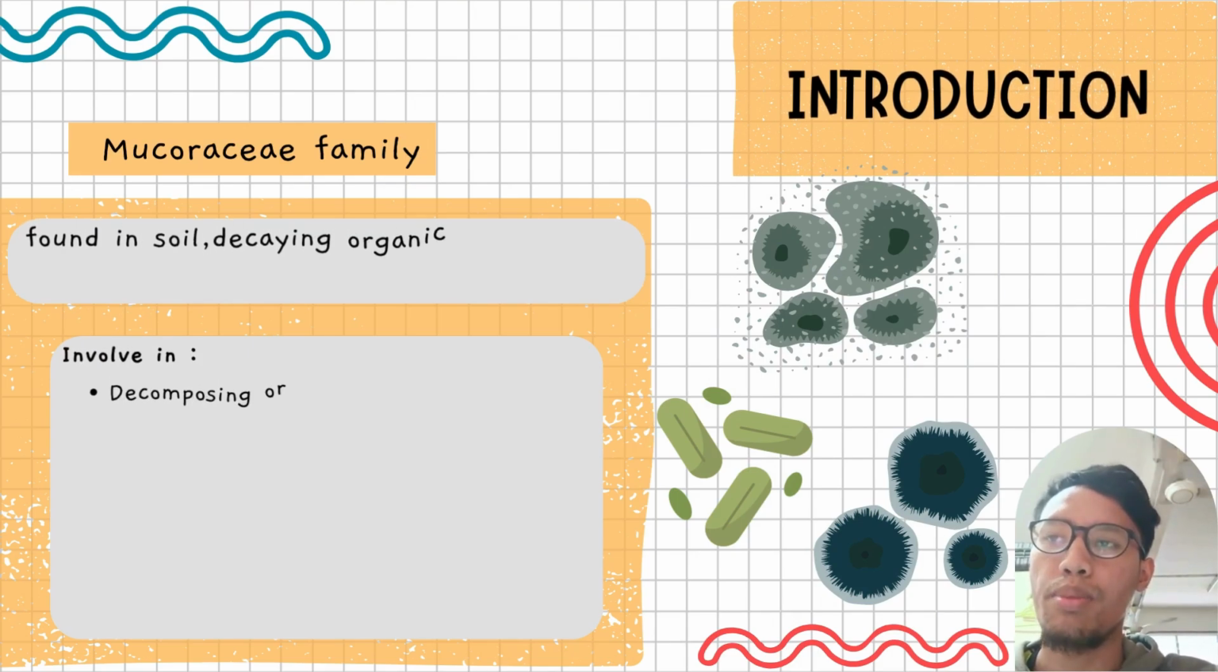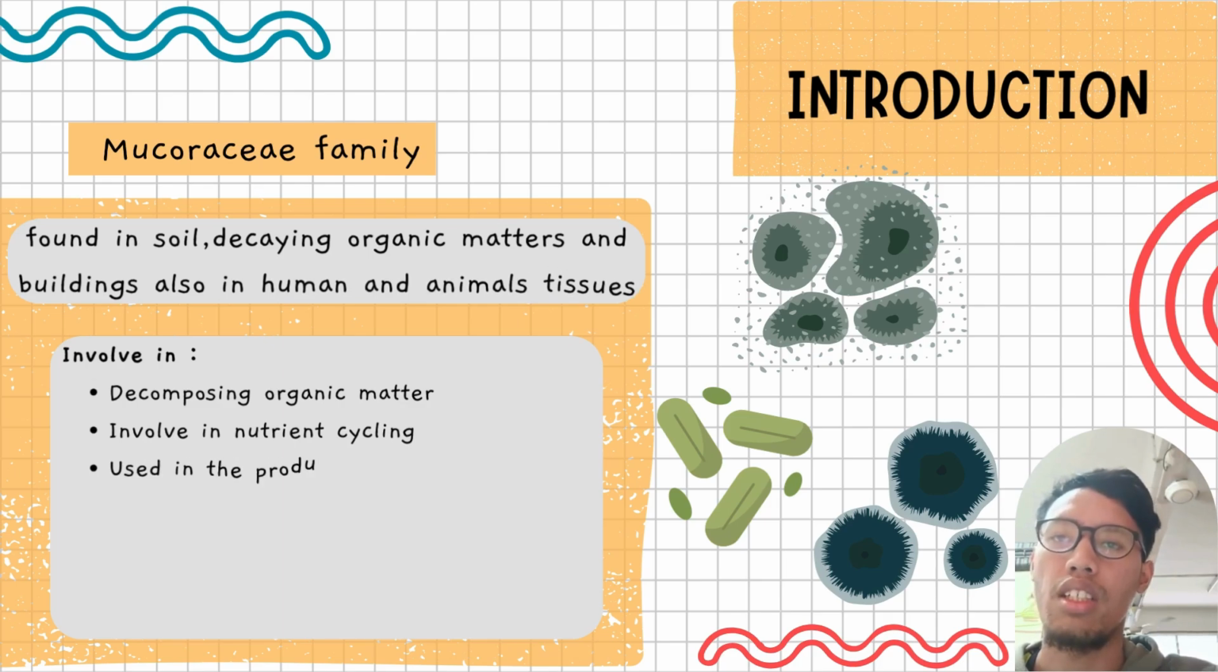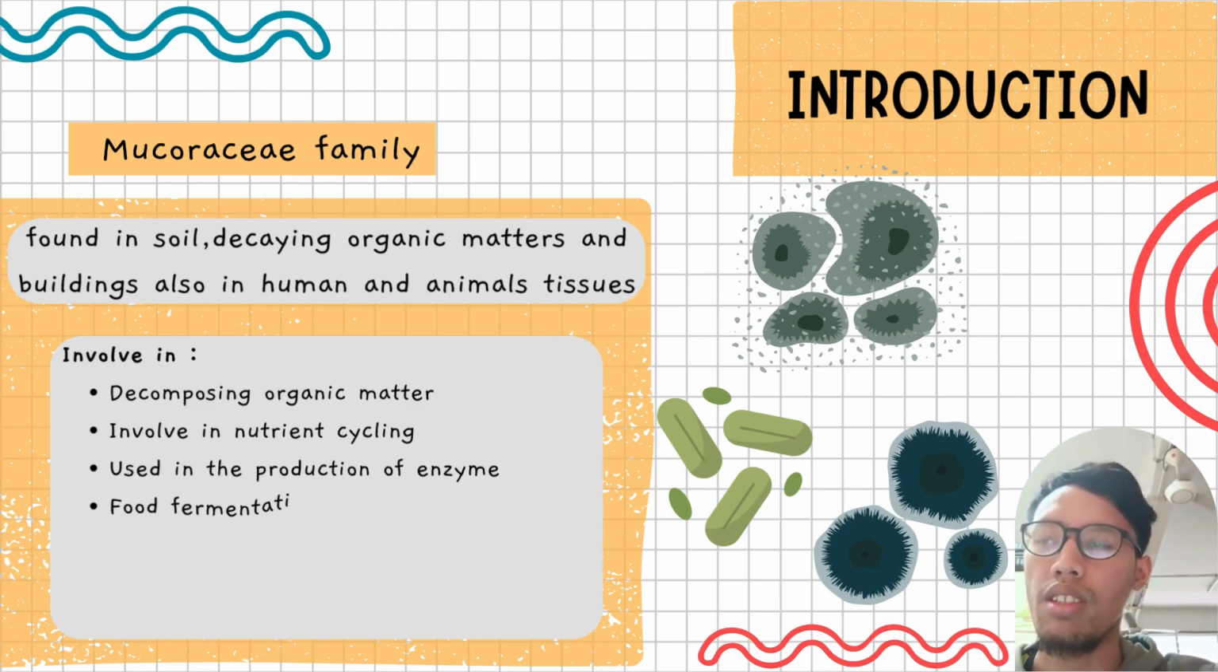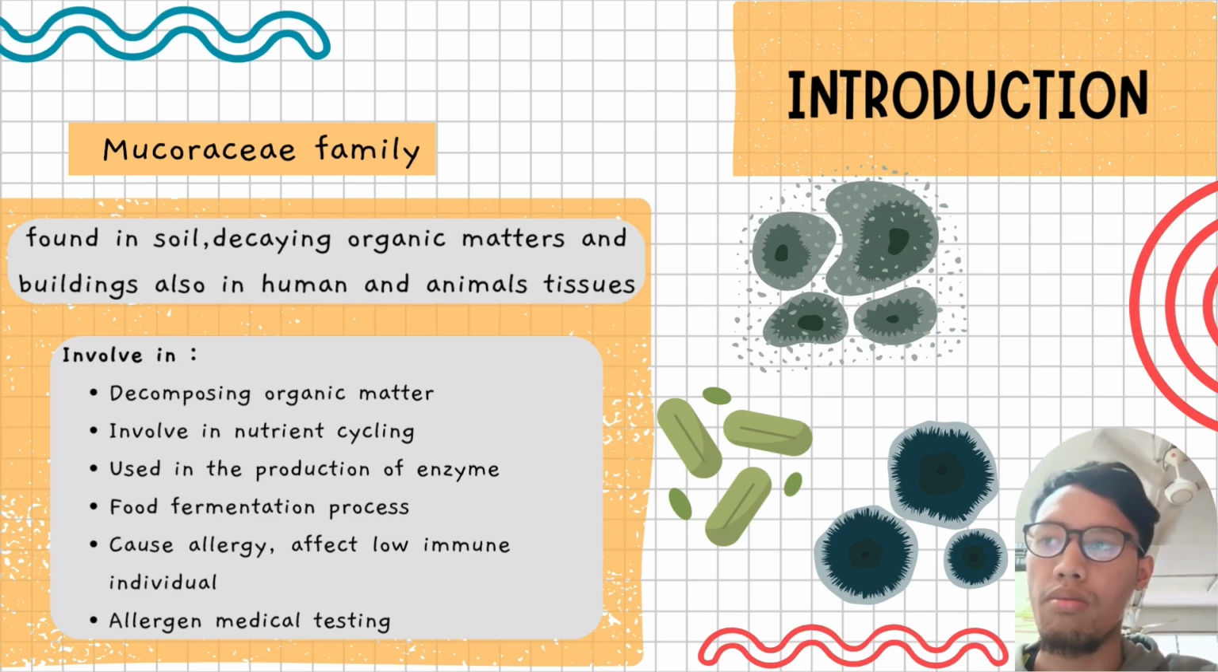Mucor racemosus is a species of fungus in the Mucoraceae family. It's commonly found in soil, decayed organic matter, and buildings. It's also reported in human and animal tissue as well.